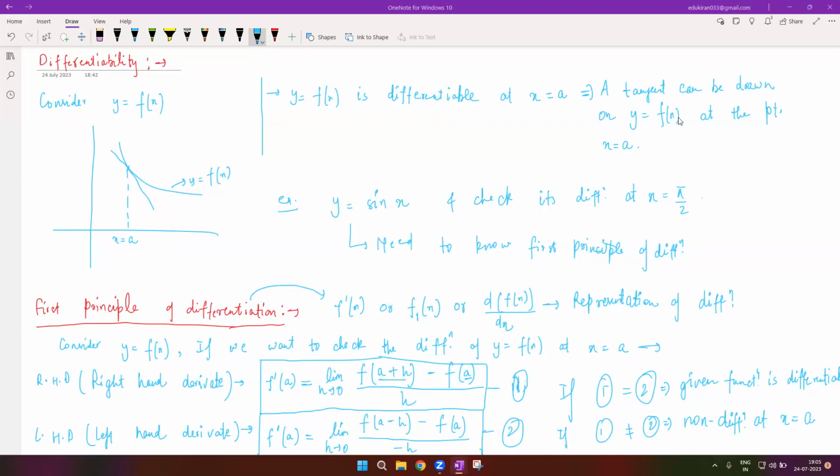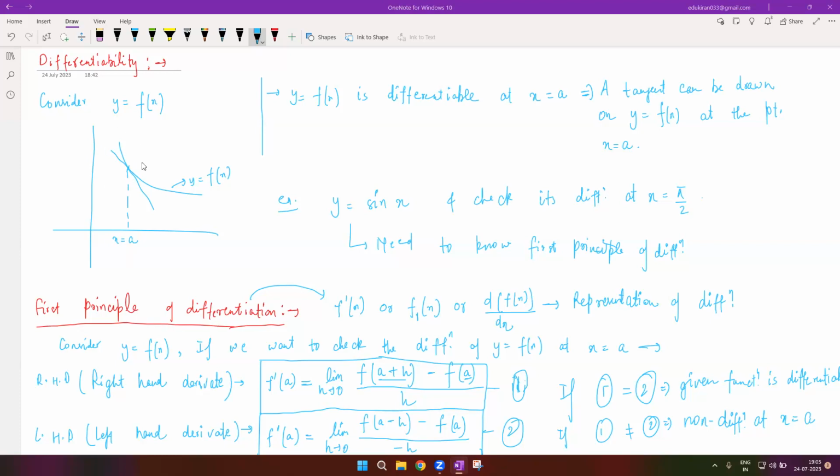We were talking about differentiability. First of all, we understood the meaning and physical significance of differentiability. So when we say that a function y equals f x is differentiable at some point x equals a, it means that a tangent can be drawn on that curve at the given point. So let's say y equals f x is differentiable at x equals a. It means that we can draw this tangent on the curve at x equals a.